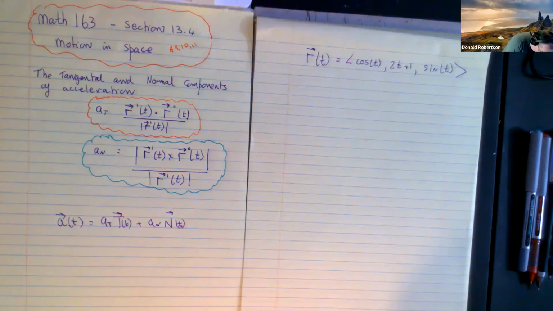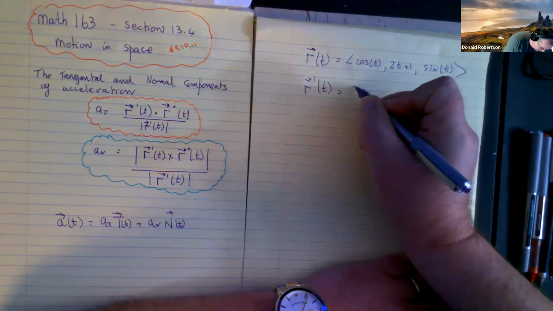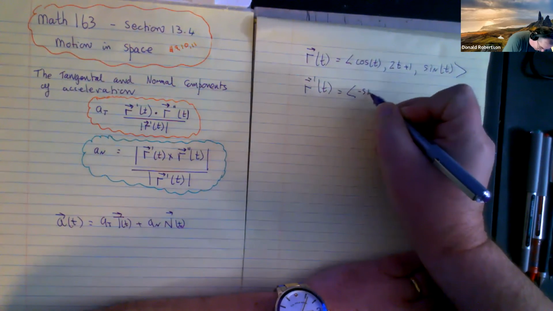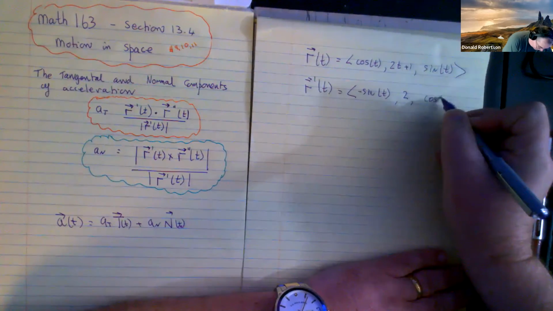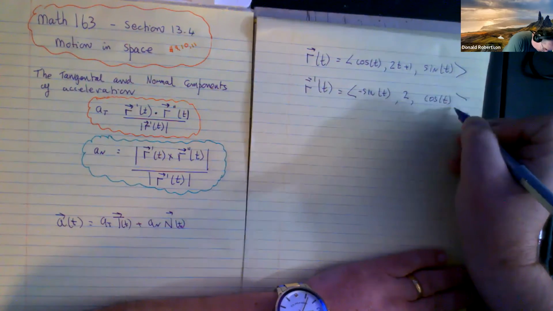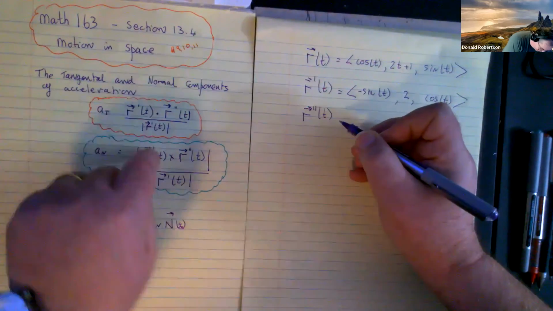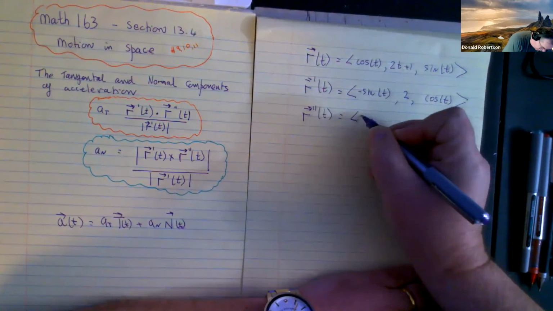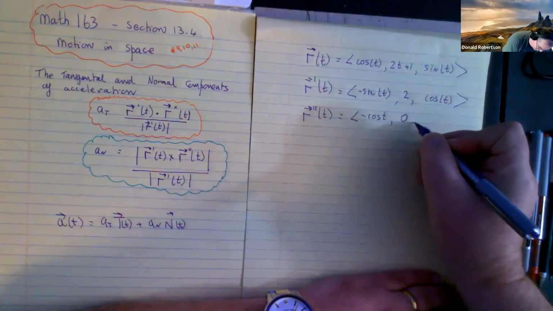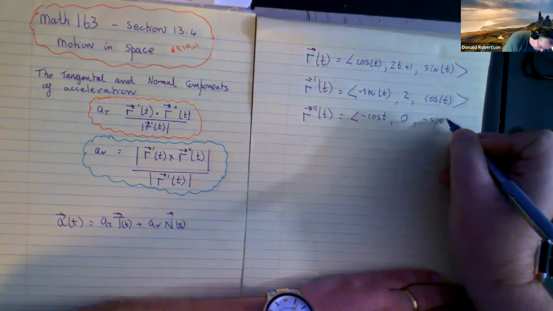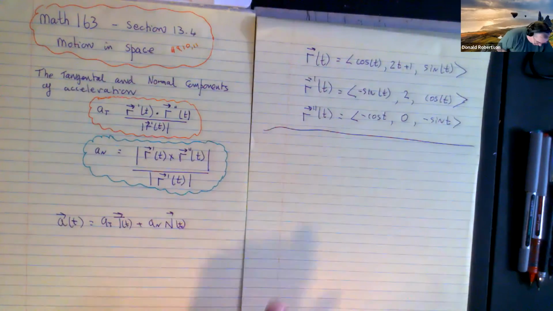So I'm going to find our first derivative. Differentiate that one, you get a negative sine. Differentiate that one, you get 2. And differentiate that one, you get cosine t. I'm also going to find the second derivative because both of these formulas use them. If you differentiate this one, you get negative cosine t. Differentiate this one, you get 0. And differentiate this one, you get negative sine of t. Okay, that's basically what we need to get any of those.